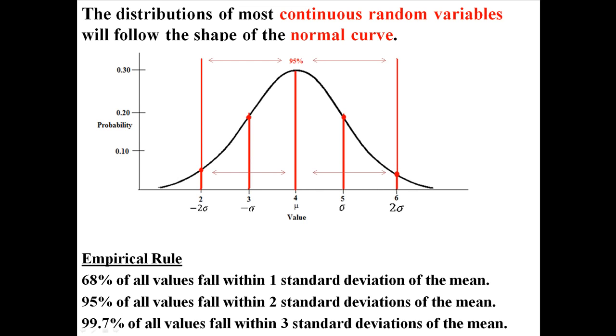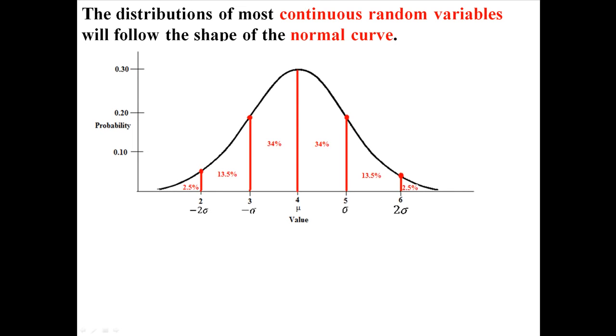While I don't have it marked on my graph, another part of the empirical rule is that 99.7% of all values will fall within 3 standard deviations of the mean. So almost all the values will always be within 3 standard deviations of the mean. If something is outside of that, it'd be a very rare event, right? Because it's very unlikely for something to be outside of 3 standard deviations.